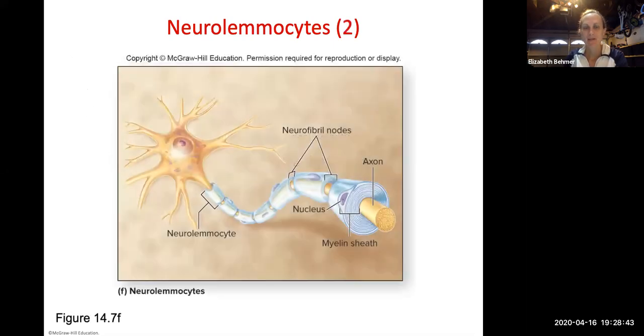So this is a look at the neurolemmocyte. Also, you'll see it named a Schwann cell probably when you're studying for your lab exam, but it is a neurolemmocyte. You can see the neurofibril nodes are spaces in between the myelin sheaths, and then you'll notice each neurolemmocyte, or each myelin kind of marshmallow with the axon coming out of it, has a nucleus. And that nucleus is coming from that neurolemmocyte cell. So that's just the nucleus of the neurolemmocyte.